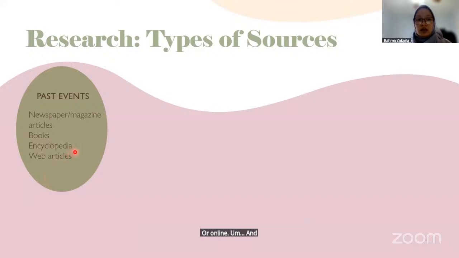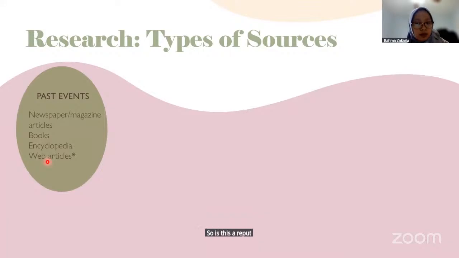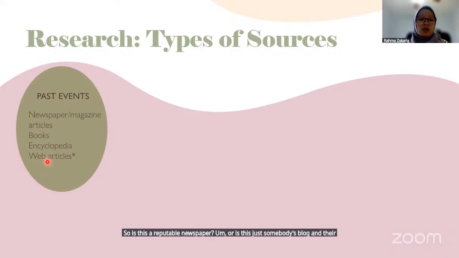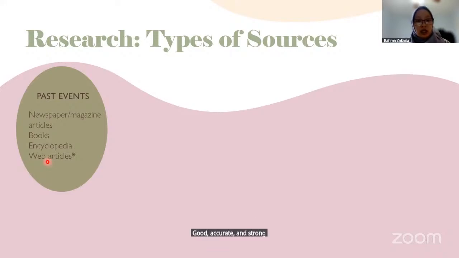And again, we want to make sure that we have a way of understanding how accurate this information is that we're looking for online. So is this a reputable newspaper? Or is this just somebody's blog and their personal opinion? We want to make sure that we have good, accurate, and strong information when we're looking online or anywhere for evidence.